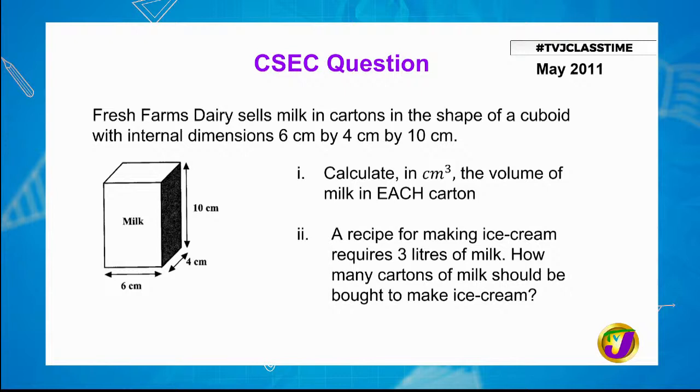Look at the question. It's talking about Fresh Farms Dairy and they sell milk in these cartons. And of course, we're given the internal dimensions of this carton. So we have 6 centimeters, 4 centimeters, and the height of 10 centimeters. You're asked to calculate the volume of milk in each carton, and you're told to give this answer in cubic centimeters.